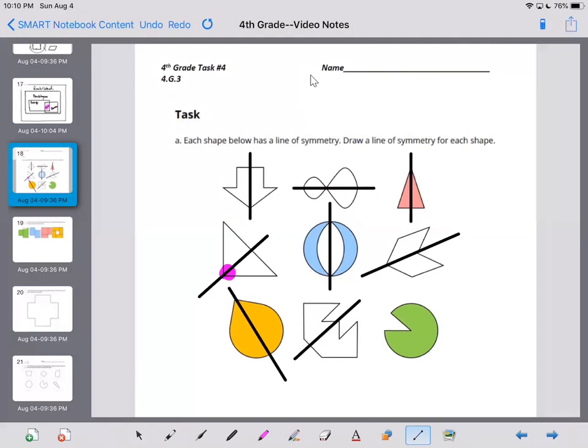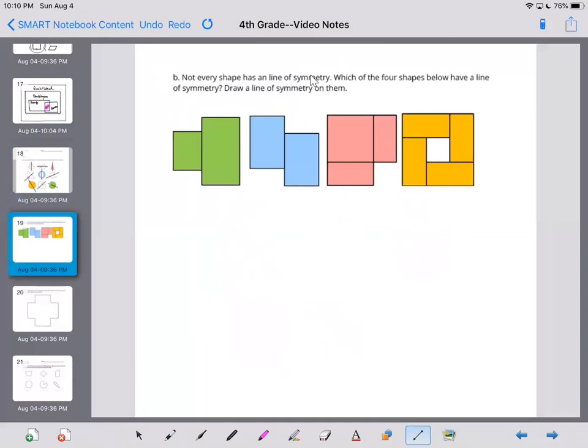And then for this shape that's missing a sector, it would have to go through that area or that piece to show symmetry. All right, part B says not every shape has a line of symmetry. Which of the four shapes below have a line of symmetry, and draw that line of symmetry?